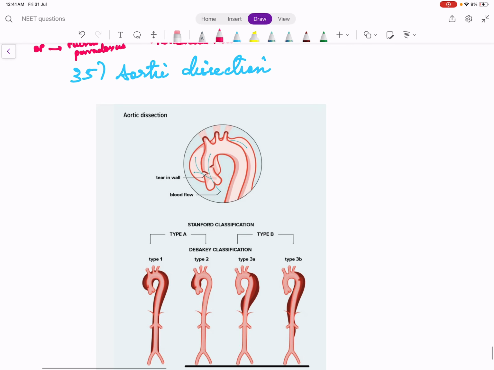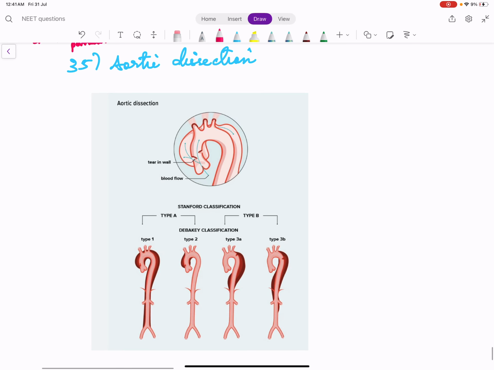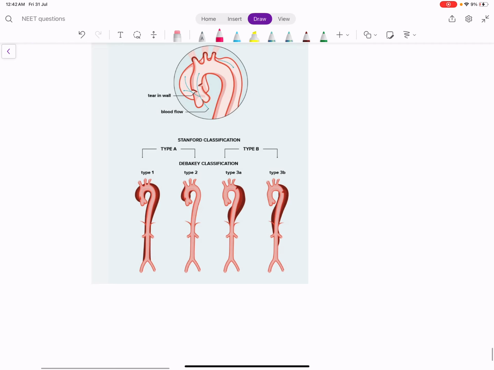Coming to the last part, aortic dissection. It's a vascular disorder. Aortic dissection is where blood pierces the endothelium of the aorta and creates a pseudovascular lumen, and it causes hypotension. So there are two types of classification, Stanford and DeBakey classification. We have Stanford A and we have Stanford B.